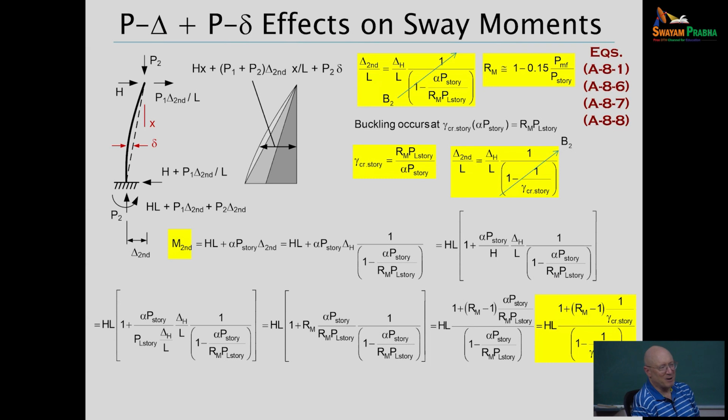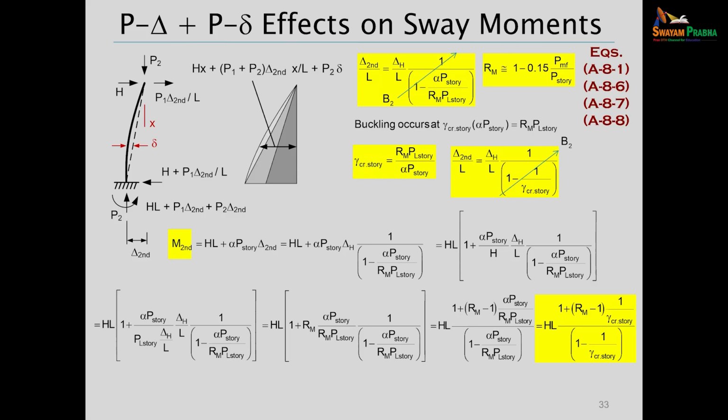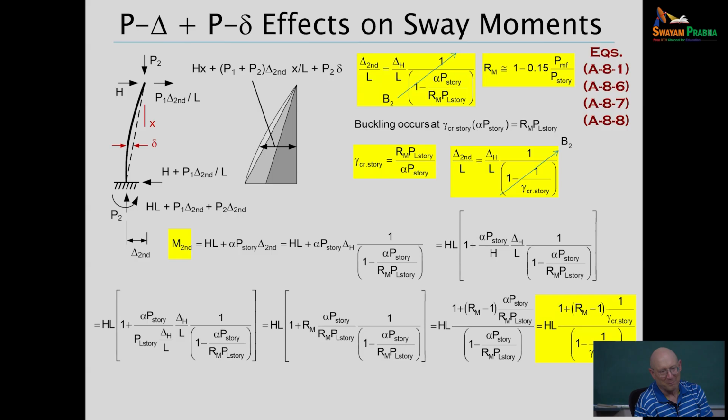Now, if you're extraordinarily observant, you will say, oh, that amplifier looks a lot like the first amplifier we did yesterday, where we had a 1 plus psi PU over PE1. So Rm minus 1 is kind of analogous to the psi term that we first looked at with the P small delta amplifier yesterday. The other thing you can observe here is notice that the amplification on the side sway displacement, so that's delta second over L equal delta H over L times the B2 amplifier. Okay, that's a simple amplification form. We like that form a lot. The true amplification of the moments will be the form that's highlighted in yellow in the lower right.